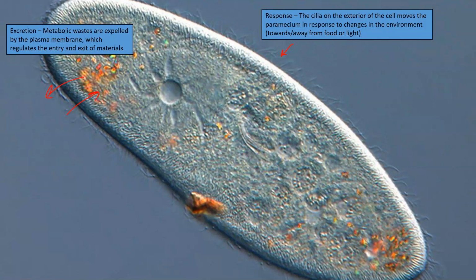It can move towards and away from chemicals. That's chemotaxis. But it can respond to its environment in very specific ways. Homeostasis. There is a contractile vacuole, which you can see right here. That contractile vacuole will fill up and release water based on the environment that the paramecium is living in.